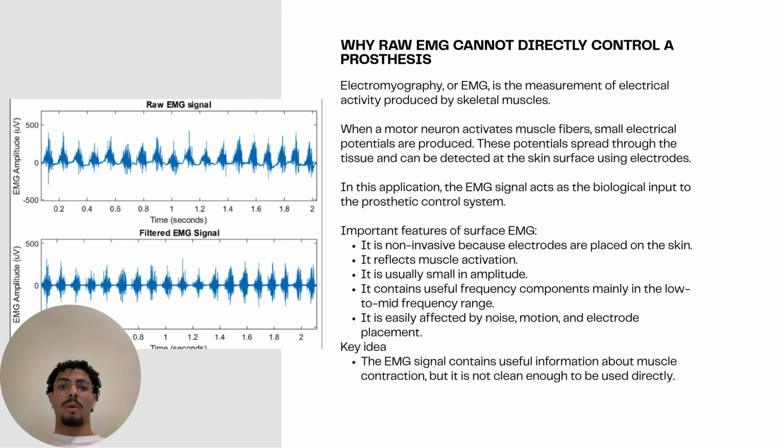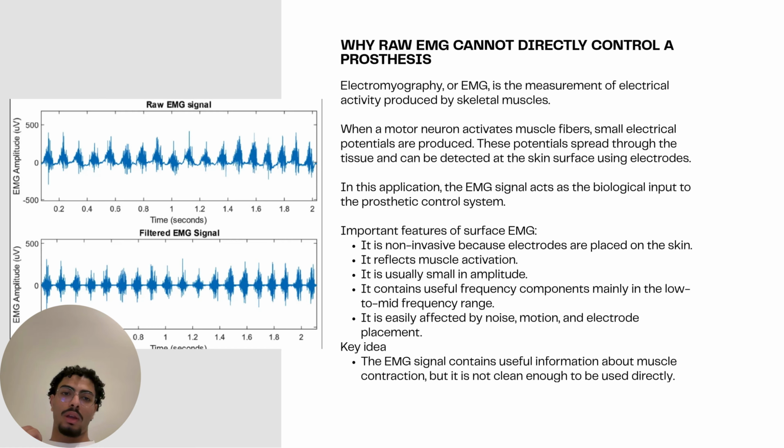So, now let's talk about why we can't just take normal raw EMG signals and directly use them. We cannot use them because they are weak, noisy, and unstable. The prosthetic motor requires a clear electric command, but the signal detected from the skin is a biological signal with many unwanted components. One issue is that the EMG signal has a small amplitude, so it must be amplified before it can be processed properly.